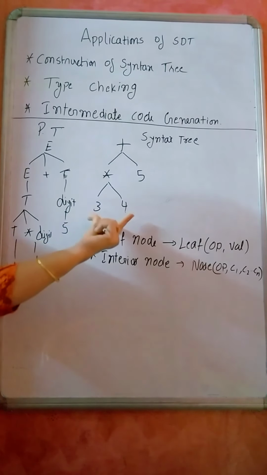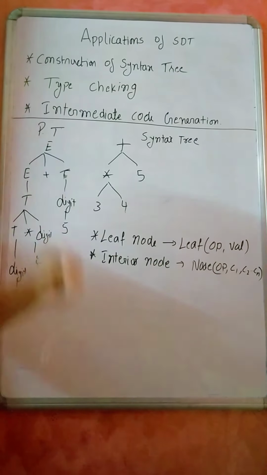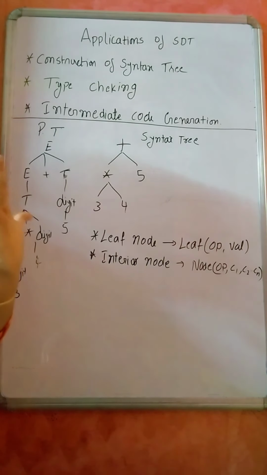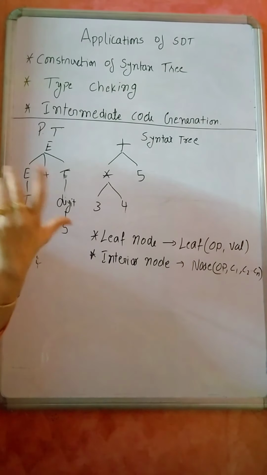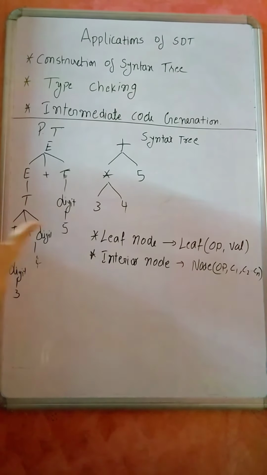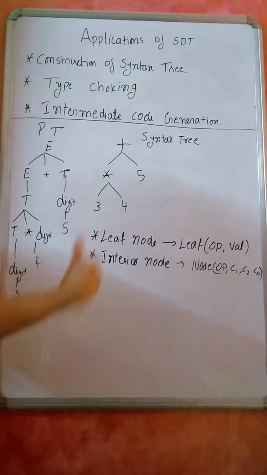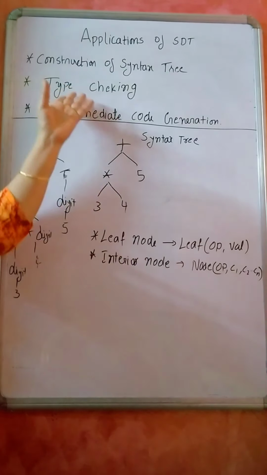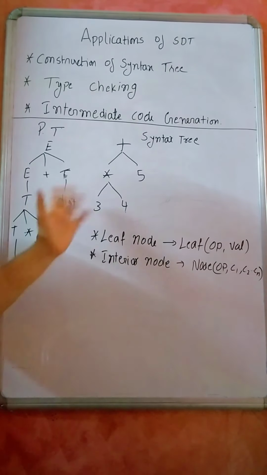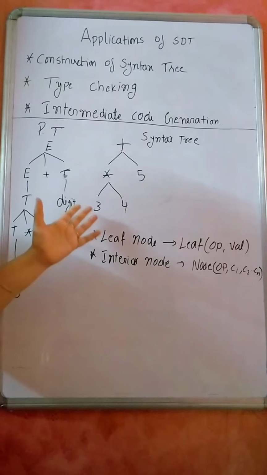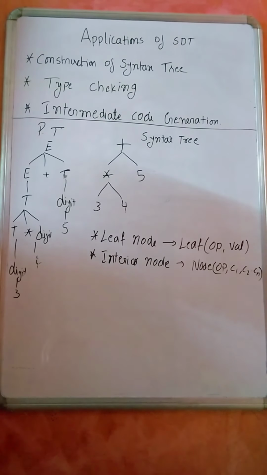For the construction of such a syntax tree we use the SDT. All of you know that SDT is used for translation, like the S-attributed SDT, L-attributed SDT and so on. So now you will see how to construct this syntax tree. These are the applications, and it is a condensed form of your parse tree. Now, how do we construct this syntax tree, and what do we have in a syntax tree?